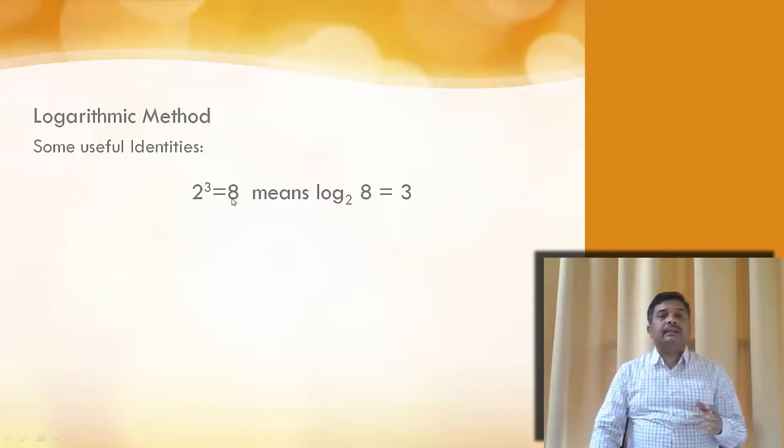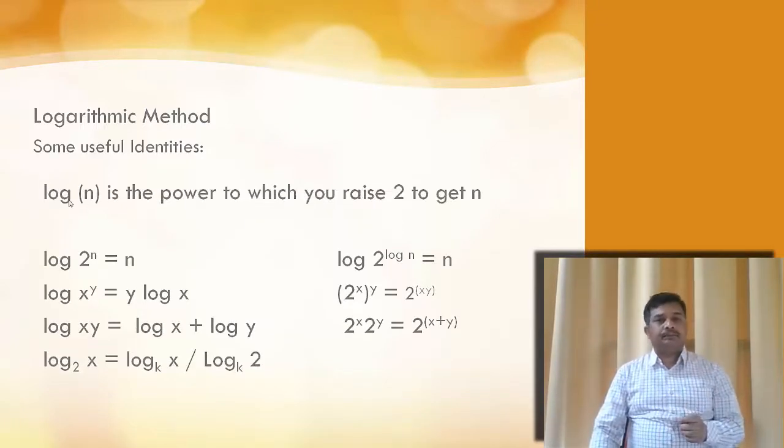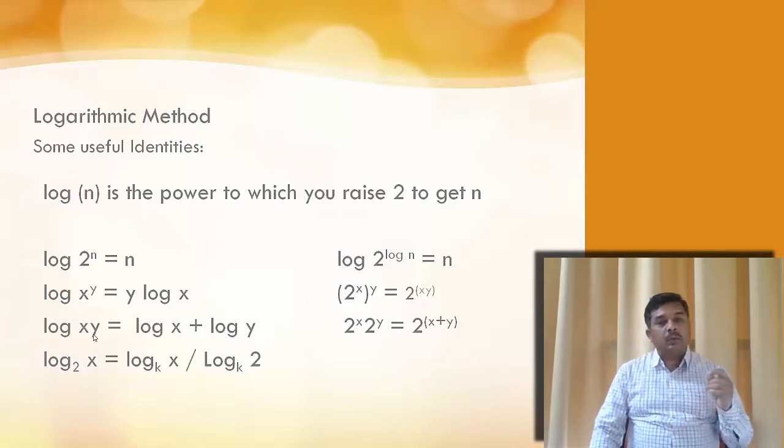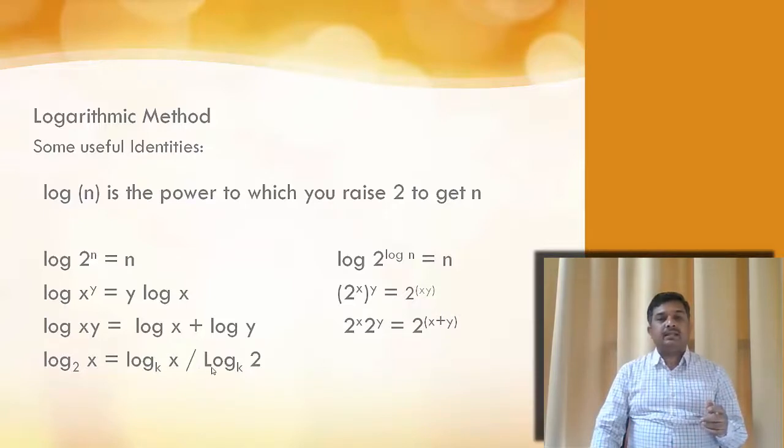We know that 2 to the power 3 equals 8. And if we want to write it in the form of log, it will be nothing but log base 2 of 8 equals 3. We'll write it in this form. So other rules are: log n is the power to which you raise 2 to get n. And some important results are log 2 to the power n equals n. Log x to the power y is nothing but y log x. Log xy equals log x plus log y. Log base 2 of x is equal to log base k of x divided by log base k of 2.